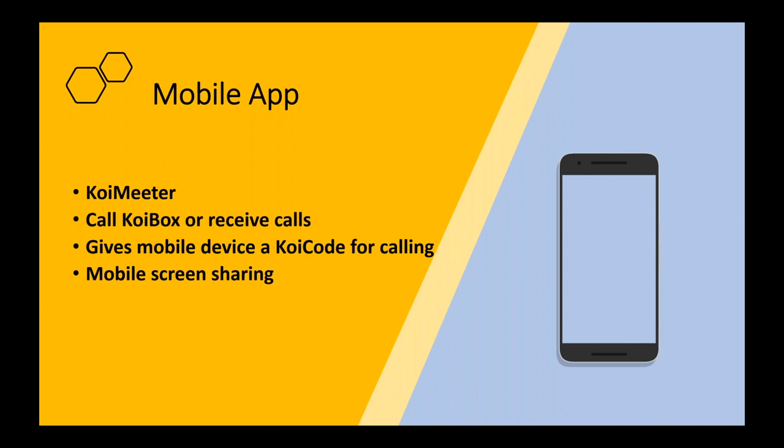We have applications for Android as well as for iOS, and you can also call between each other. You can call from an Android phone to an iOS phone, or iOS phone to Android phone. And it's a free to use application, and you don't need to pay a monthly subscription fee. With the advantage of having the KoiMeter application, you can share your phone screen or tablet screen as well. So if you want to share something from your phone, like an application you're trying to demo, you can use KoiMeter to share your phone screen and just demo the application, or just share whatever you're trying to share.